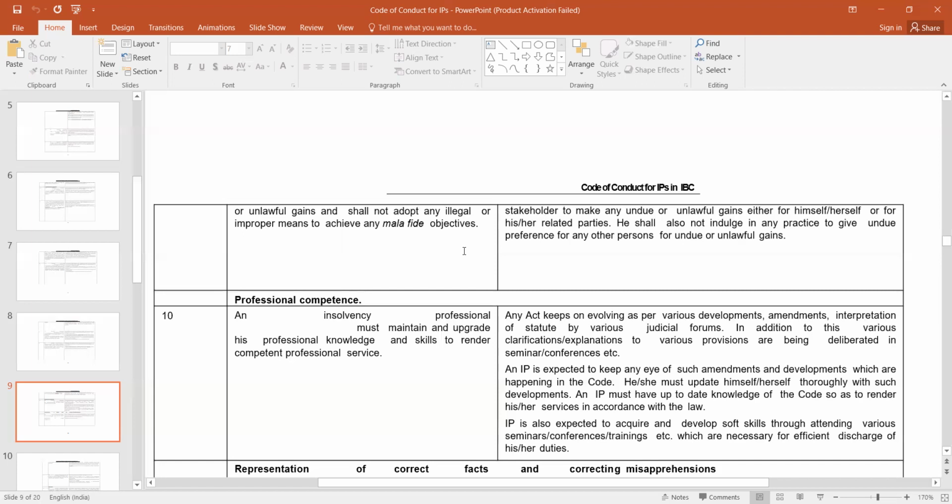An IP is also expected to acquire and develop soft skills through attending various seminars, conferences, training, etc., which are necessary for efficient discharge of his or her duties. Actually, suppose you are not aware of the latest developments, and this lack of knowledge is reflected in your minutes. Suppose earlier there was some other provision, but now that provision has changed. But when you are writing the minutes of meeting of that COC, you are quoting the old provisions only. So you may be accused of being professionally incompetent because you have not upgraded your professional knowledge. That is the point basically.